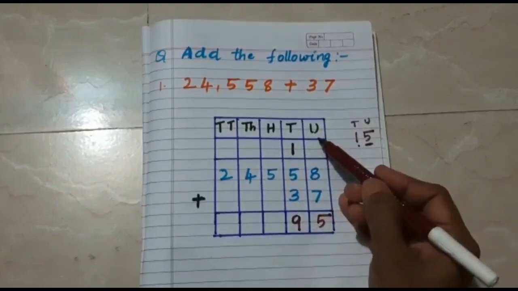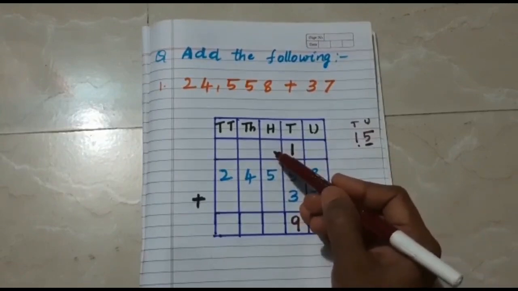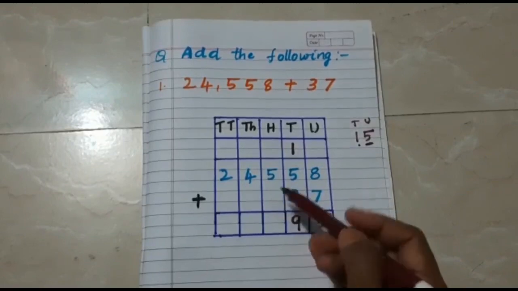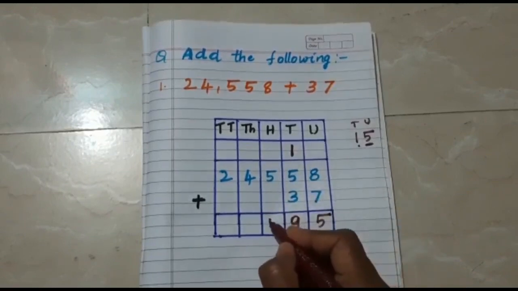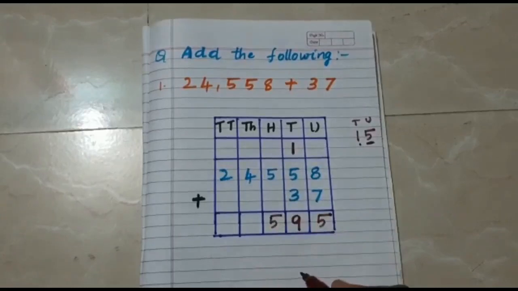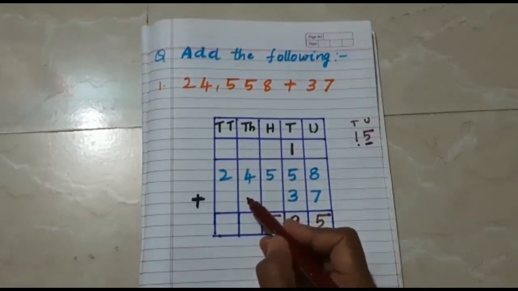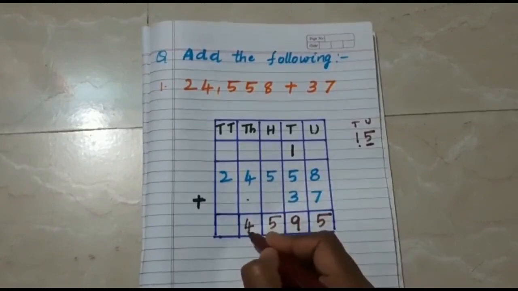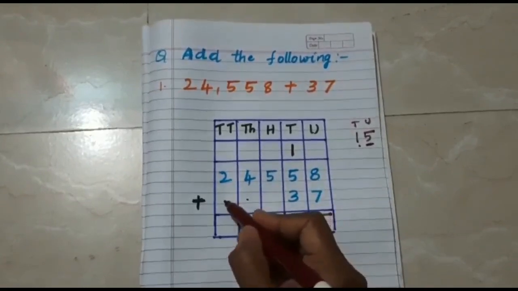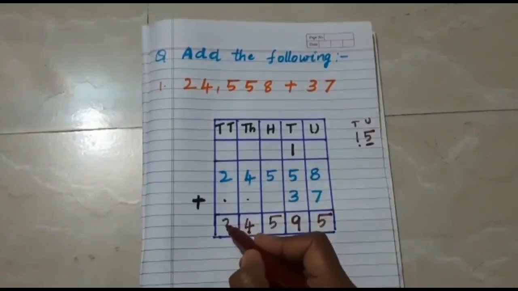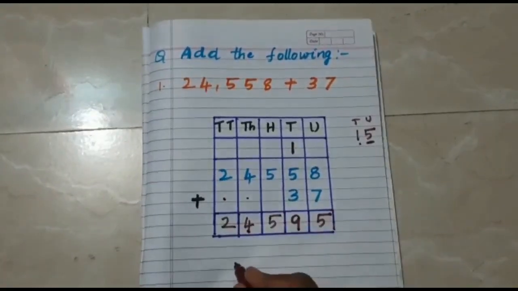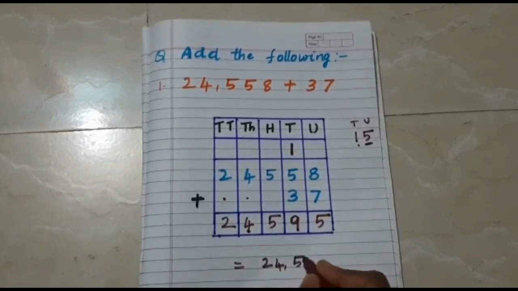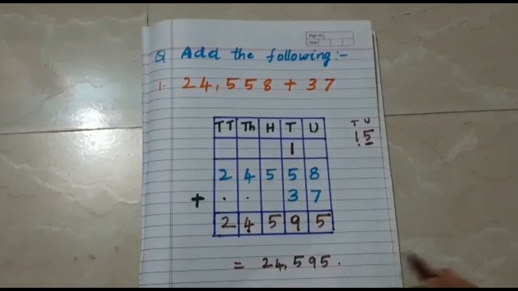Okay. Now we are finished with units, tens. Now we move on to hundreds. Now in hundreds, here we don't have any digits. So what we will do, we will bring directly this 5 here. Now similarly here also children, we don't have any digits. So we will bring this 4 directly here as it is. And here also we don't have any digits. So we will bring this 2 as it is. So what is the final sum is 24,595. That is the final answer.